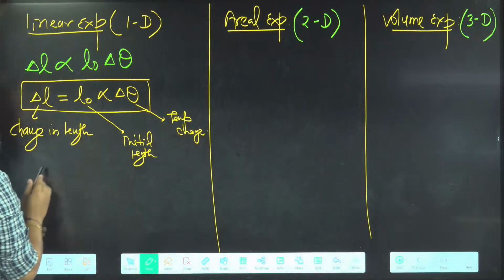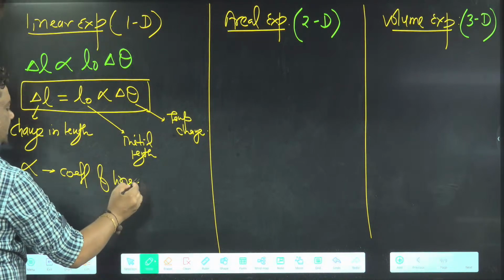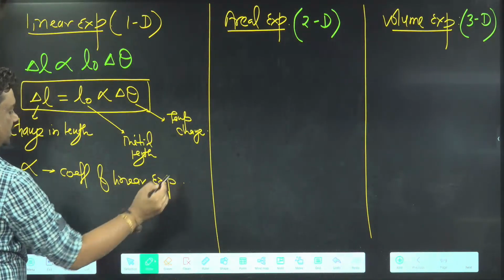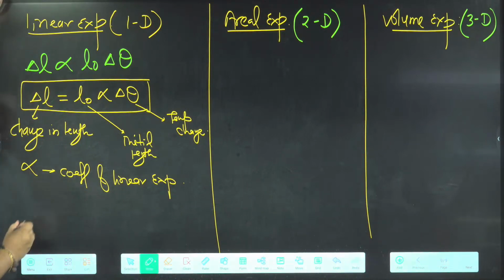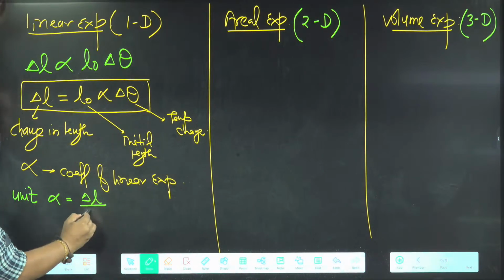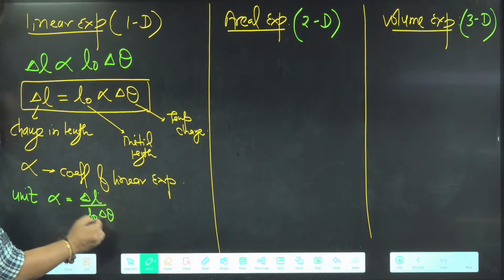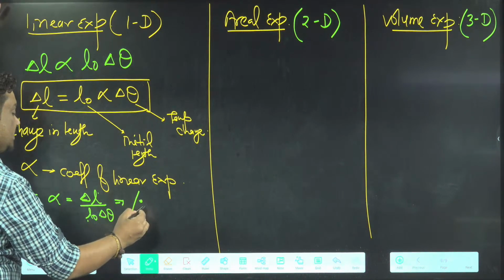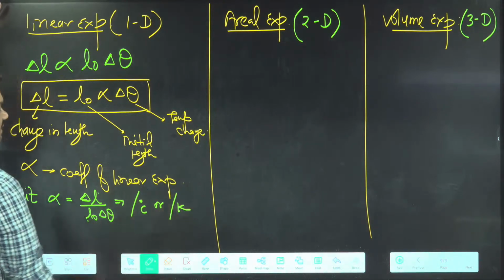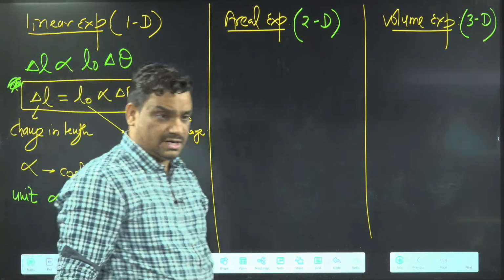Then you might ask what alpha is. Alpha is the coefficient of linear expansion. Here we need to remember the unit as well as the dimension. Dimension you will see in the dimension chapter, but the unit I can say: alpha equals delta L divided by L naught delta theta. Meter and meter cancel, so only 1 by degree Celsius is left, so the unit is per degree Celsius or per Kelvin. You need to remember this formula: delta L equals L naught alpha delta theta.